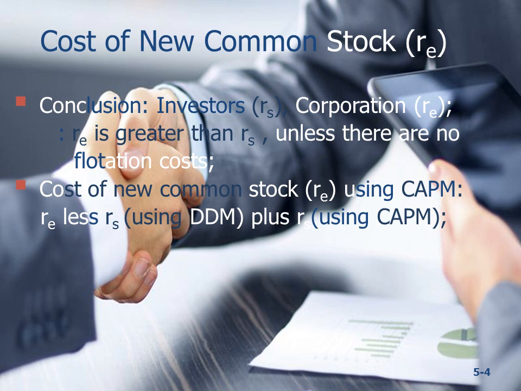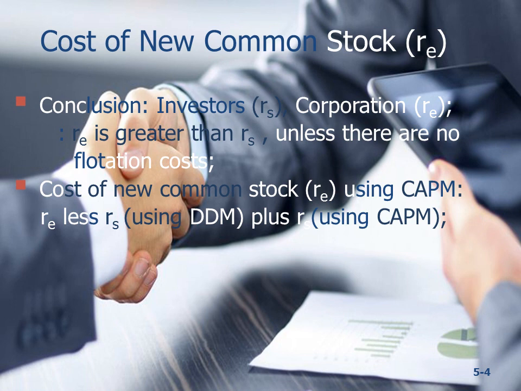Okay, another important concept. Generally, we can compute the cost of new common stock using the DDM or the DCF model, because there's a stock price. You can adjust the flotation cost on the stock price. However, what if the question is, what is the R sub E, or cost of new common stock, using CAPM? Can you answer that directly? The answer is no. But can you answer that indirectly? Yes. So how do you compute?